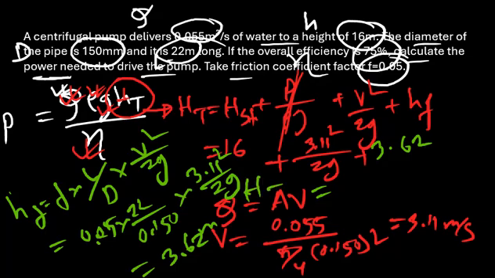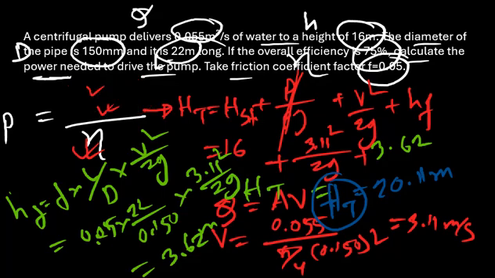HT total. What will be the total height? It will be 20.11 meters. This is the total height. Right, then we'll put this value here in the formula.